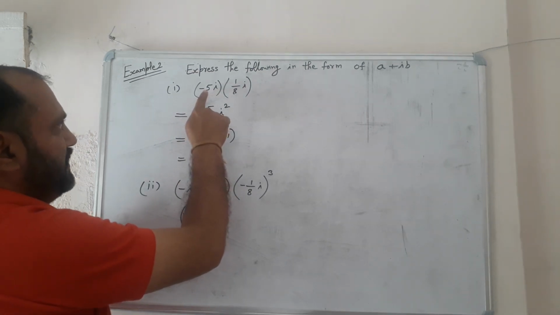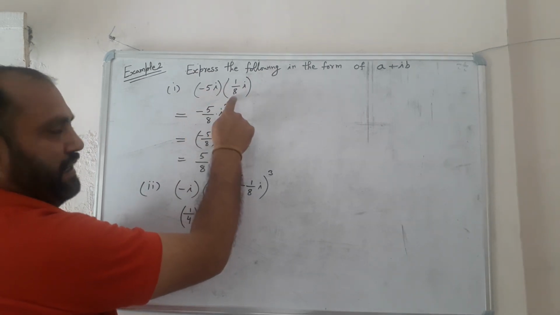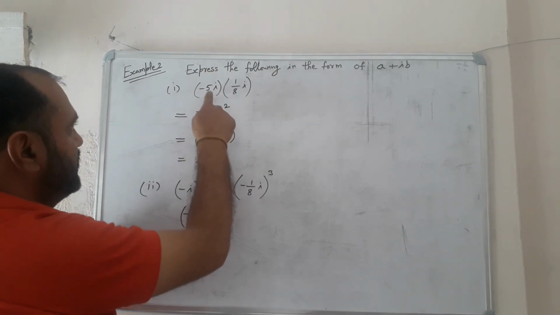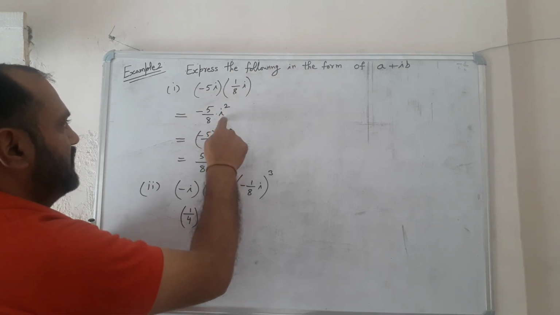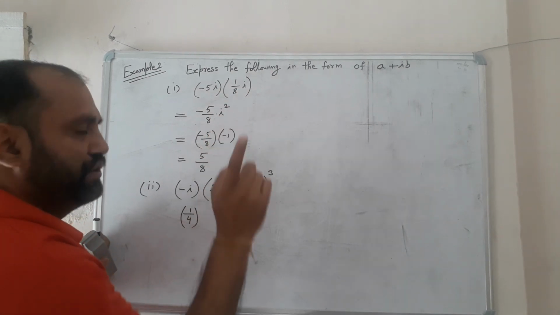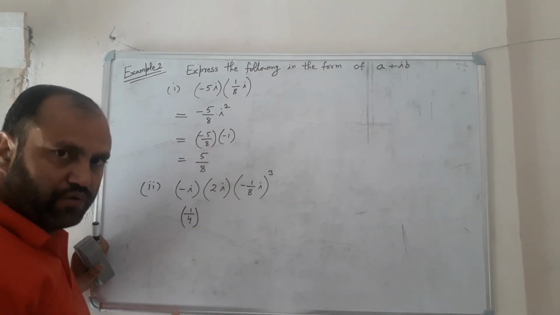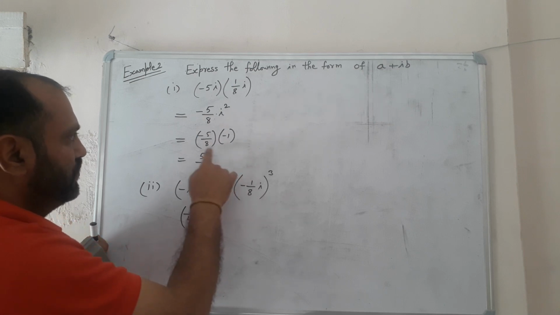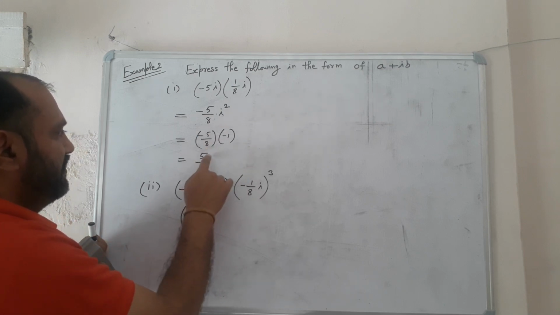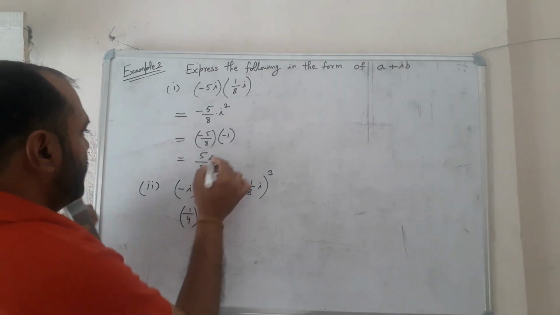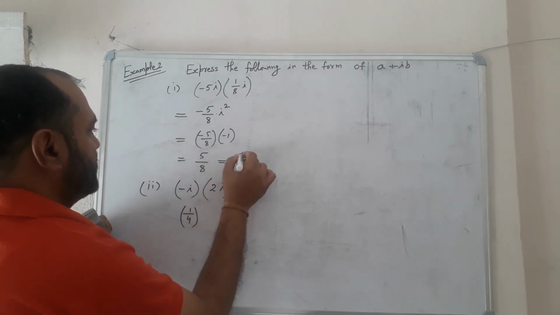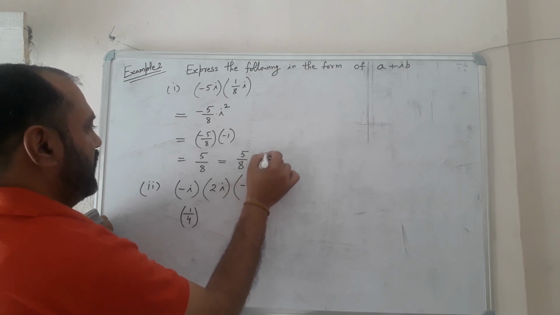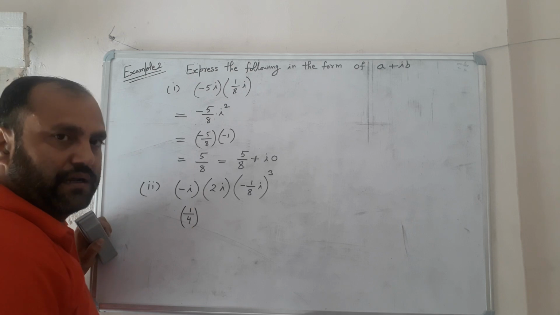Firstly, we multiply minus 5 and 1 by 8. So this becomes minus 5 by 8. Then iota into iota, that is iota square. As you know, the value of iota square is equal to minus 1. So when you put this value and multiply them, we get 5 by 8. Now 5 by 8 can be expressed as 5 by 8 plus iota 0, right?